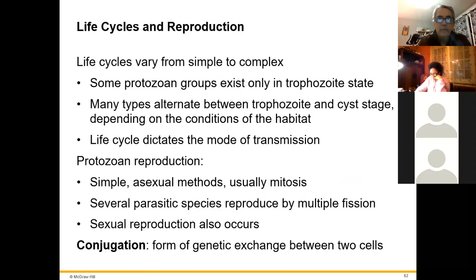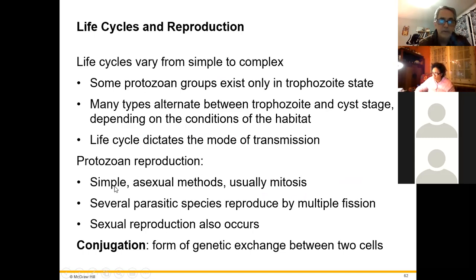Life cycles of protists can vary from simple to very complex. Some protozoans exist only in the trophocyte stage. Many types alternate between the active feeding stage and the cyst stage. Their life cycle dictates how they are transmitted.